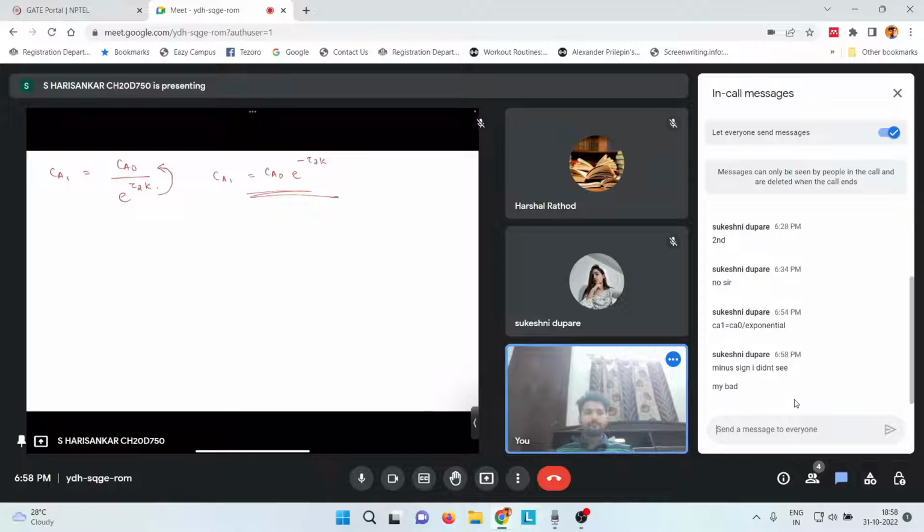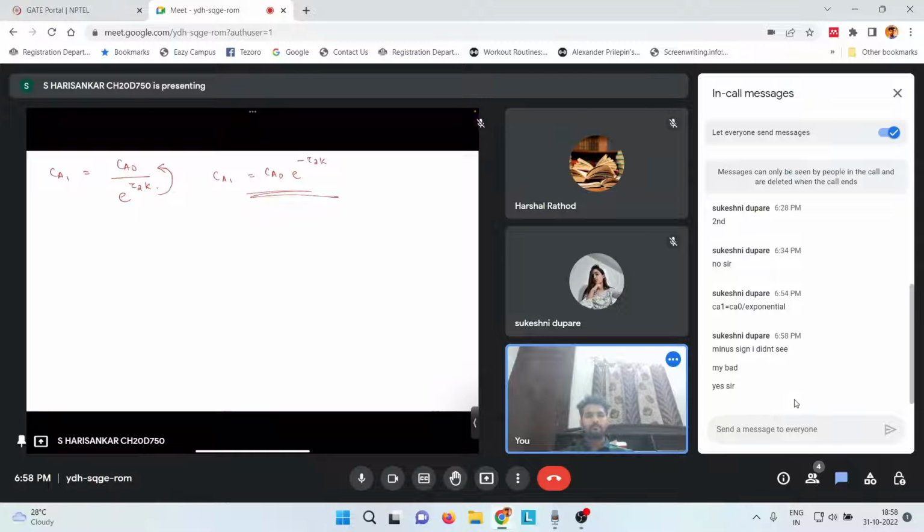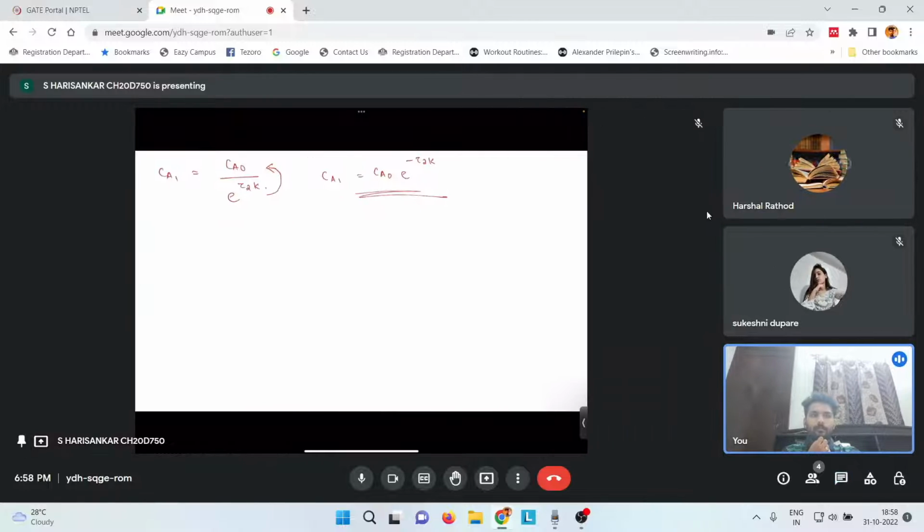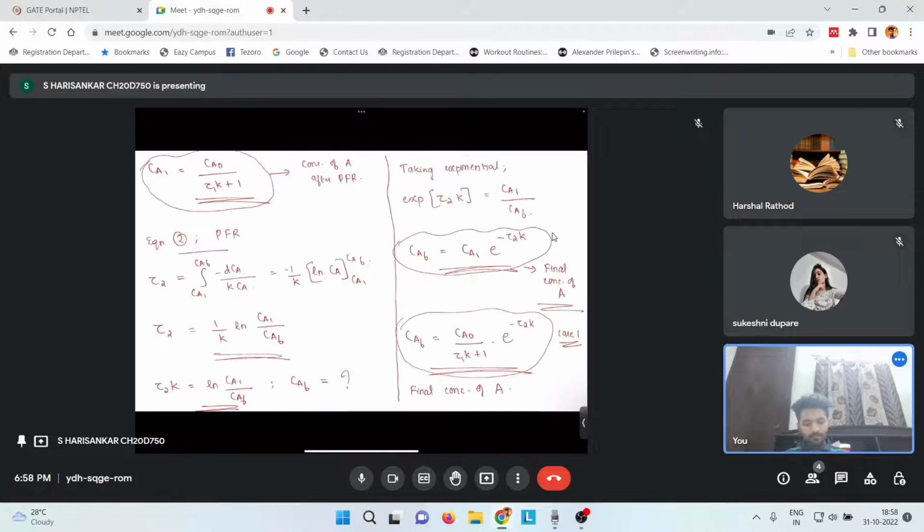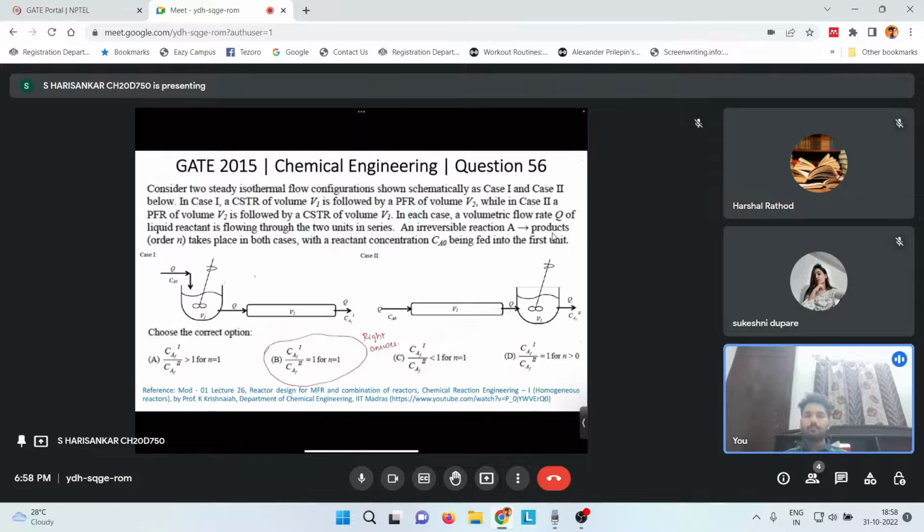So is this question clear? Like you understood what we were doing, right? So basically what we are doing is just finding the final outlet concentration for both these cases. So for case 1 as well as case 2, we are just finding the outlet concentrations and proving that they are equal. And that is why for a first order reaction, no matter what order of the combination of reactors you follow, the final outlet concentration will remain the same.